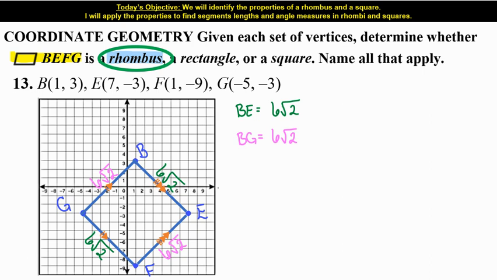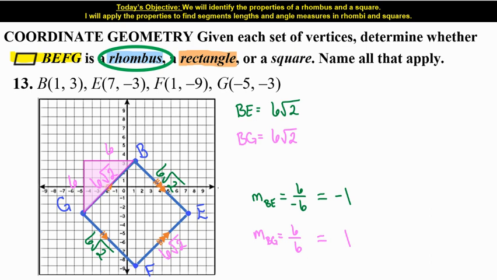Is it a rectangle? Let's check our slopes. When I look at my slope from B to E, I know I have to go up 6, and I have to run back negative 6. So even though I wrote a positive 6 on my graph, I'm running backwards, so it's a negative slope, and I can see that line is going downhill. So this is a slope of negative 1. My slope from B to G, I'm going up 6, and I'm going over to the right 6, so they're both positive directions, which means my slope is a positive 1.